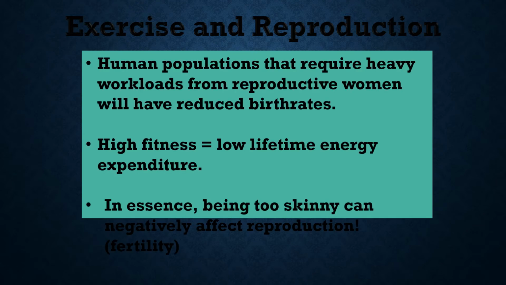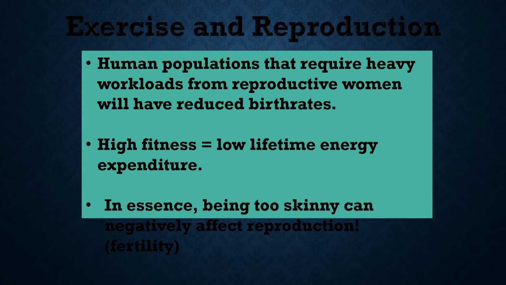So in human populations, there are several patterns that we do notice, like human populations that require heavy workloads from reproductive women will have reduced birth weights and reduced birth rates. And we actually see that happening in the Western world now. Birth rates are falling in the United States as well as in parts of Europe. High fitness, in essence, equals low lifetime energy expenditure, right?